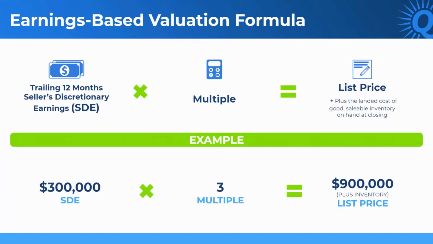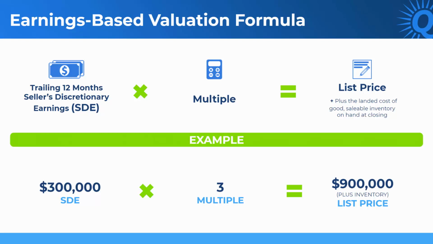All right. So first we want to talk about the value of the business, right? How does one figure out how much something's worth? And then how do we increase it from there? So usually it's based on a formula, meaning the trailing 12 months seller's discretionary earnings, and we'll talk about that in a bit, times some sort of multiple would equal the list price.